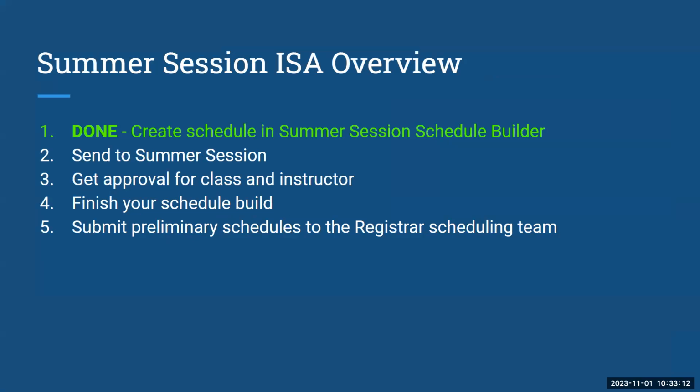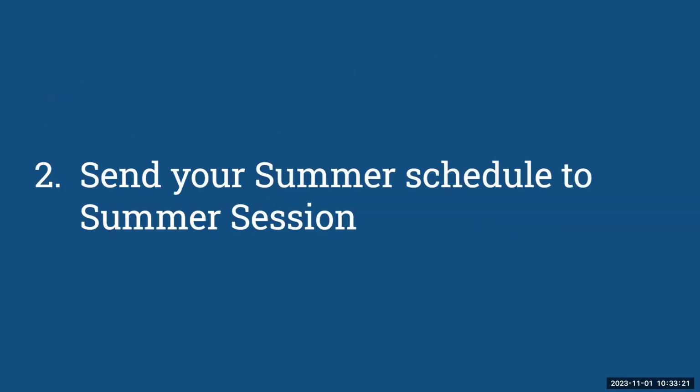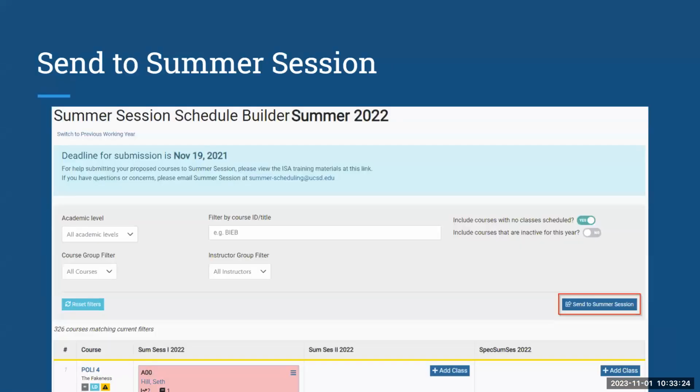So you've done that initial build, either via copying or creating from scratch, and now we're going to move on to sending to summer session. On the summer session schedule builder, there's a button for send to summer session when you are ready to go, and you can do this multiple times. It's not a one-time thing. So if 3 weeks before the deadline, 2 weeks before the deadline, you've got like 80% of your stuff, you can send it and summer session can start their approvals. And then as you get more information over the next couple of weeks, you can continue to add things, change details, etc., and then send those updates to summer session.